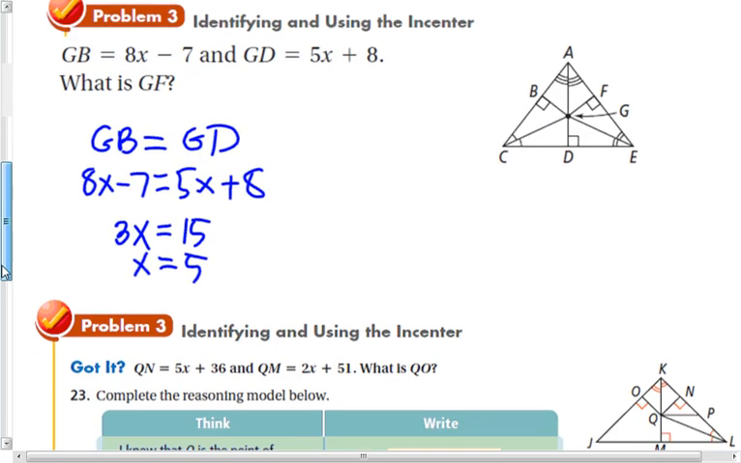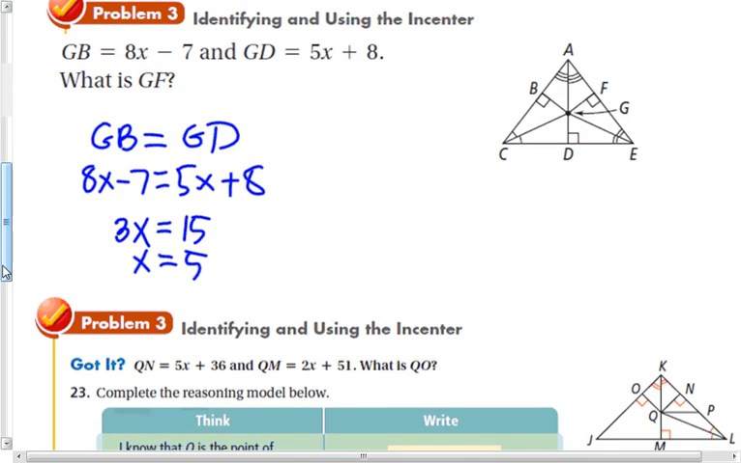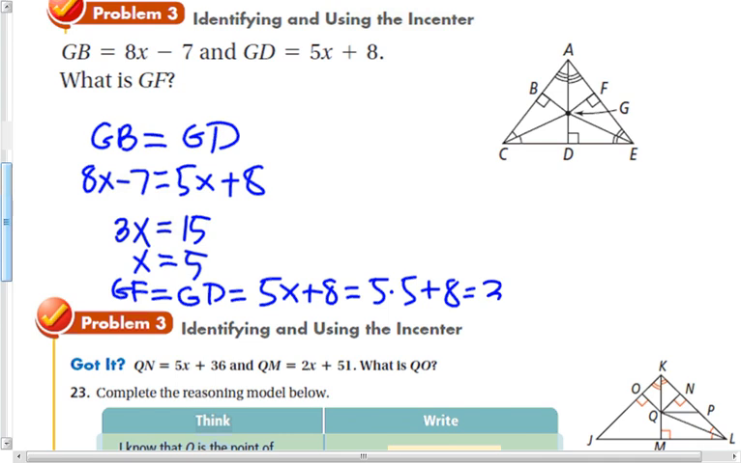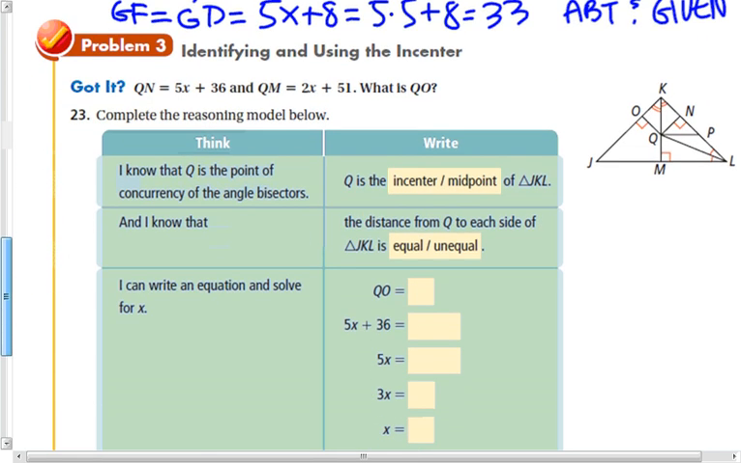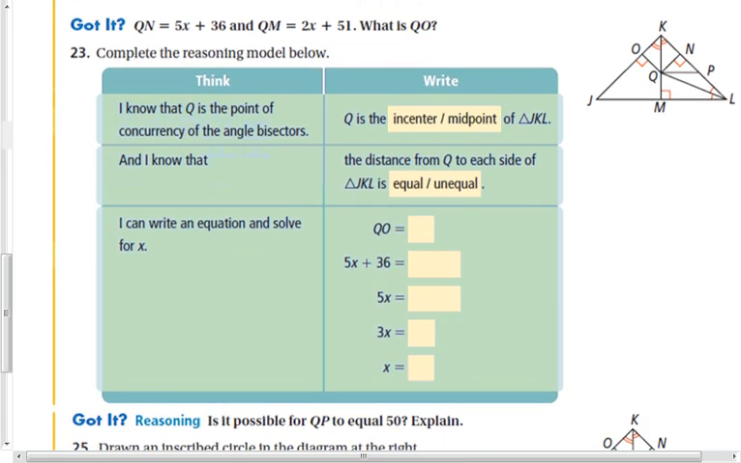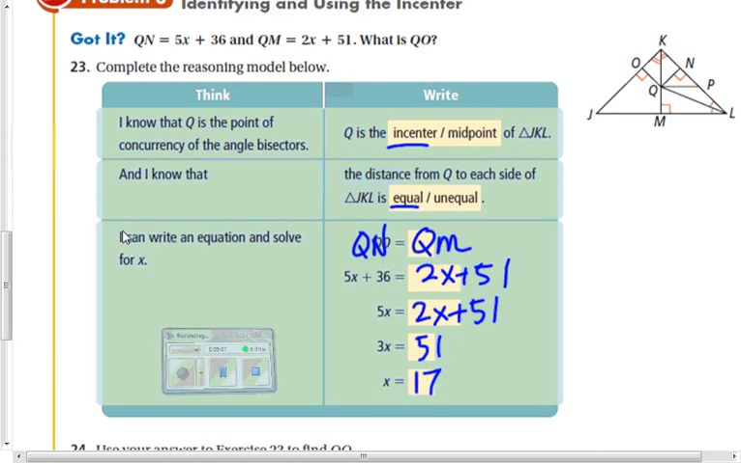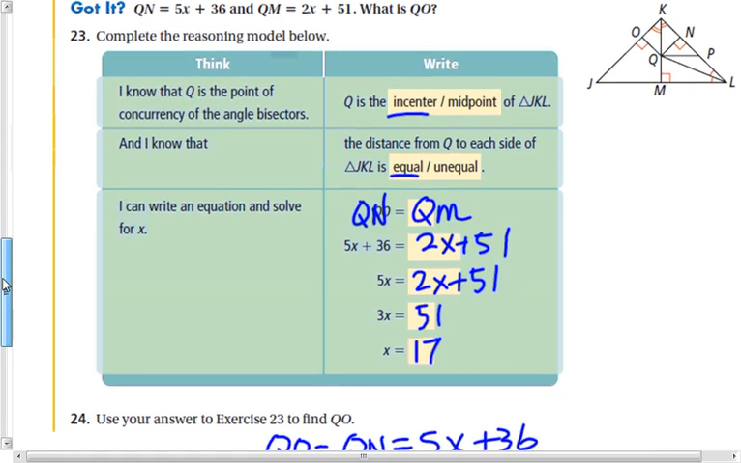And then we know that GF is equal to GD, which is 5x plus 8. So we're just going to substitute 5 for x, and we get that the length of GF is 33. All right, I'll fill in the reasons for you. All right, you try that. All right, here's your answers to that.